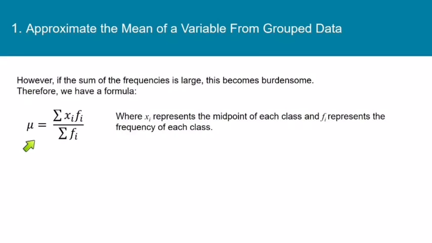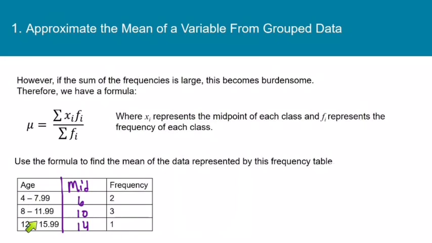Here is the formula for the mean of a frequency distribution. It says mu equals the sum of x sub i times f sub i divided by the sum of f sub i, where x sub i represents the midpoint of each class and f sub i represents the frequency of each class. So now I want us to calculate the mean of that frequency table again, but this time using the formula. So here is our frequency distribution, and I've already got the midpoints copied in here.